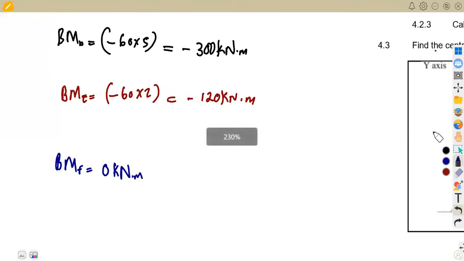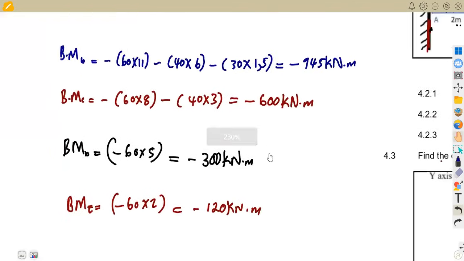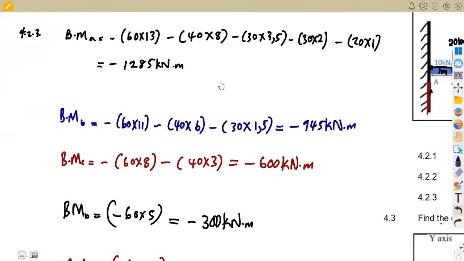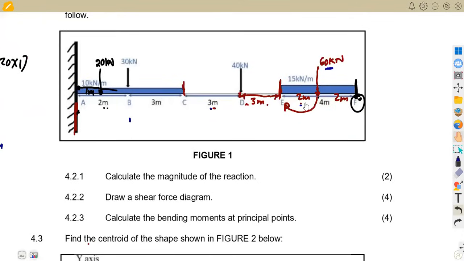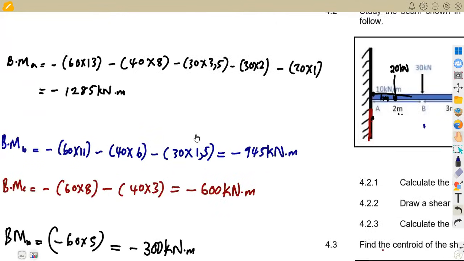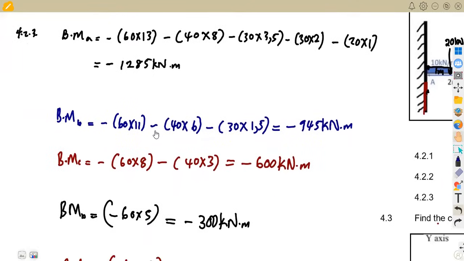All right, so that's it. That's how we're supposed to answer these questions. You've got a lot. The bending moment at A, at B, at C, at each and every point on your diagram must have the corresponding bending moment. So taken from the right side of your beam, if you are dealing with a cantilever like that, that's the idea.